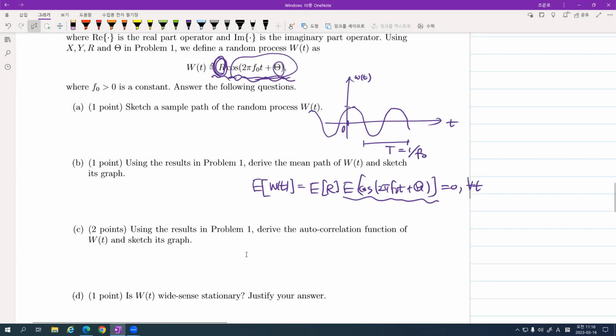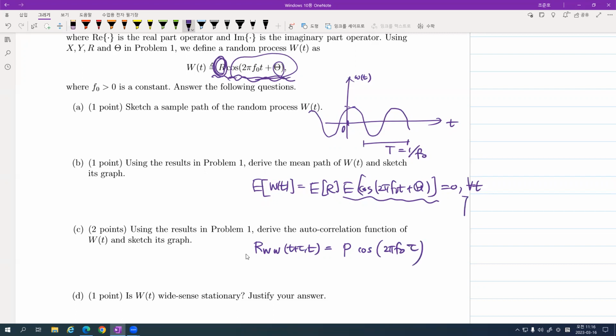And using the result in problem 1, derive the autocorrelation function. So you want to derive the autocorrelation function. And if I remember correctly, it's P cosine. Am I correct? Do I need over 2? Let me just think. Yeah, probably not. 2 pi f0 tau, something like that. Yeah, I'm not sure. It would be like that.